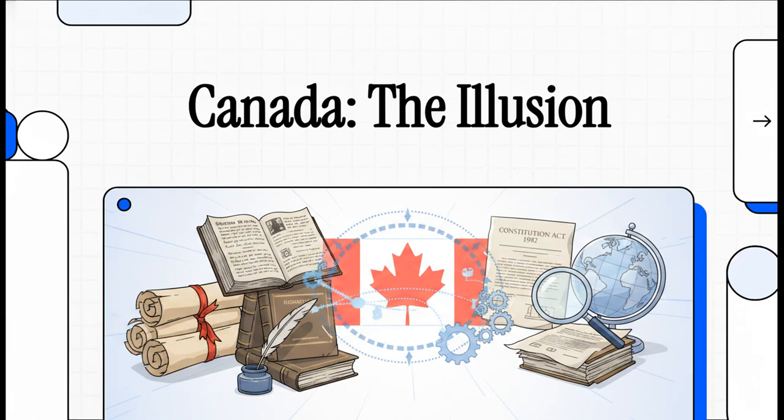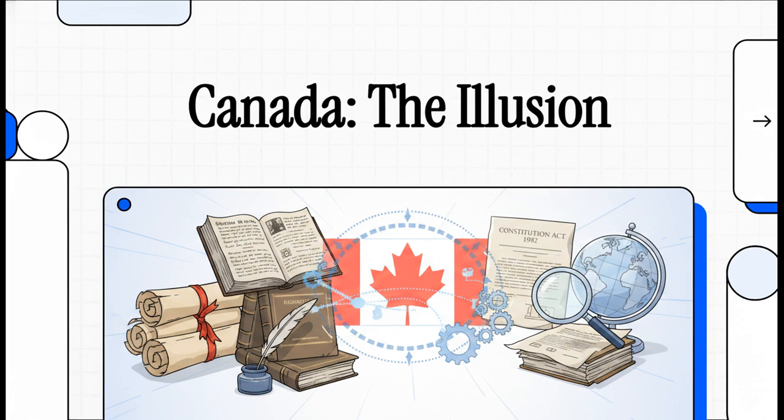Okay, let's just jump right into this explainer. Today we're unpacking a really complex, honestly pretty controversial legal theory from a source called Canada the Illusion. And we're going to impartially map out the exact arguments this source uses to claim that the nation of Canada, well, isn't at all what it seems.